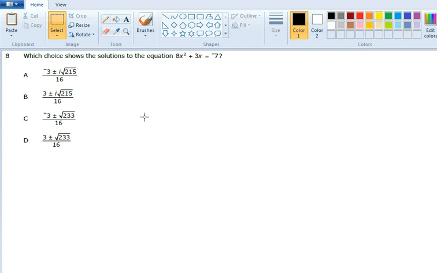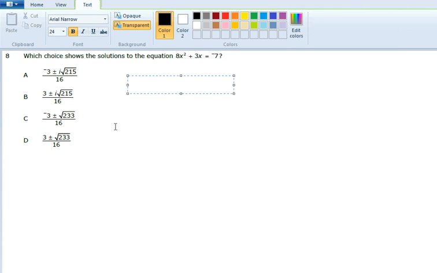Okay, so for number 8, it pretty much just asks what's the answer to this problem: 8x squared plus 3x equals negative 7. There's a number of ways you can do this, but one that always works and that a lot of people like is the quadratic formula. The key here is just remembering the quadratic formula. And if you choose another way, you've got to remember how to do that.